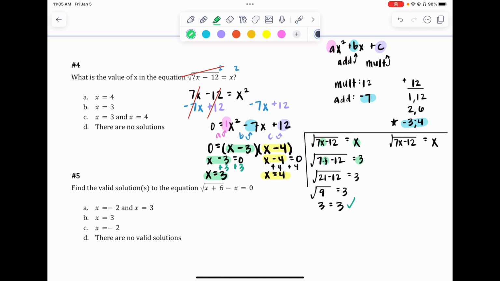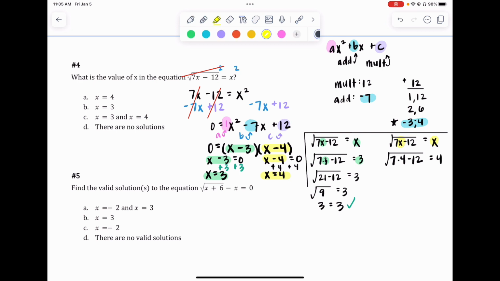And then for the second check, we need to check the second x value that we got, which was 4. So we'll put 4 in for both the x's. Oh, this one actually, both of them might work. That's kind of nice. Okay, so 7 times 4 minus 12 equals x. Oops, not equals x, but equals 4.